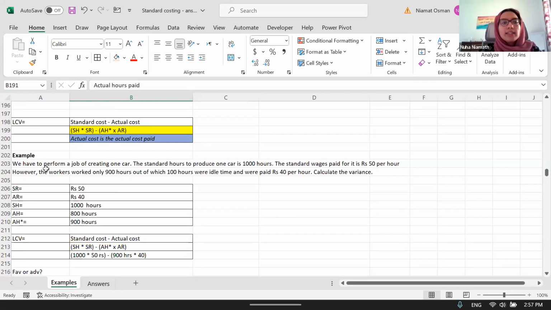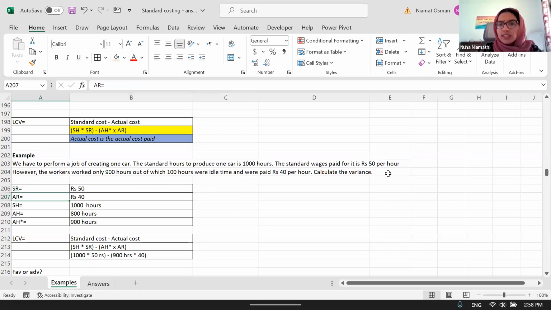So this is our labor cost variance. Let's look at a quick example. We have to perform a job of creating one car. The standard hours to produce one car is 1000 hours. The standard wages paid for it is 50 rupees per hour. However, the workers worked only 900 hours, out of which 100 hours were idle time, and were paid 40 rupees per hour. Calculate the variance.